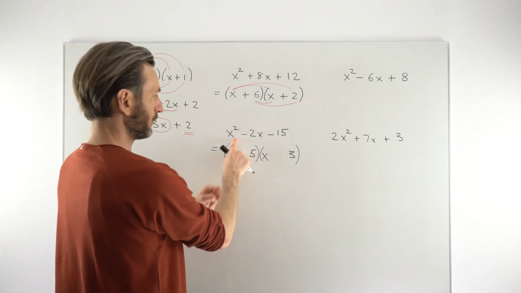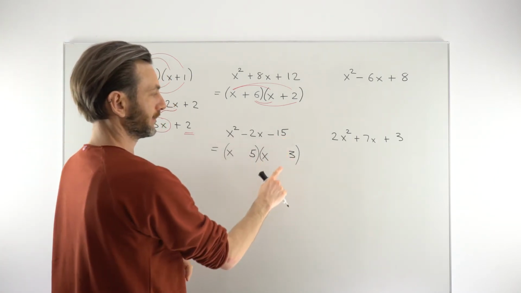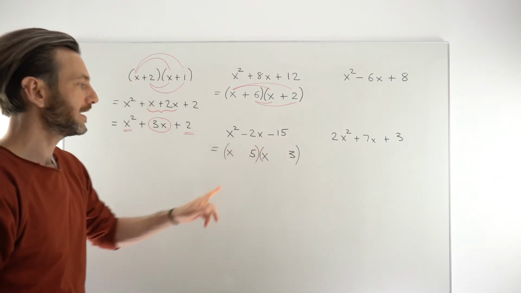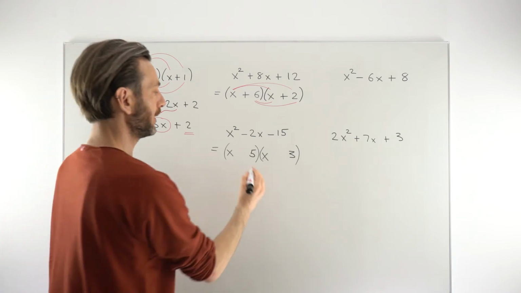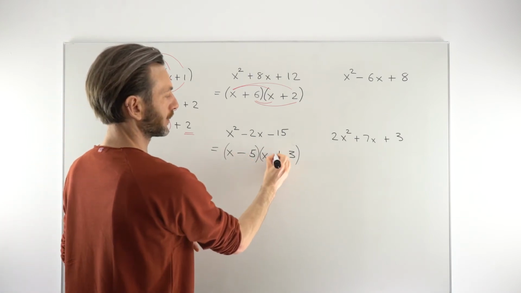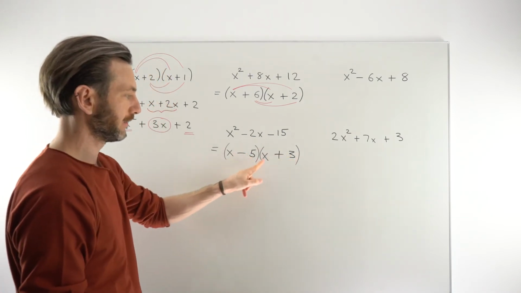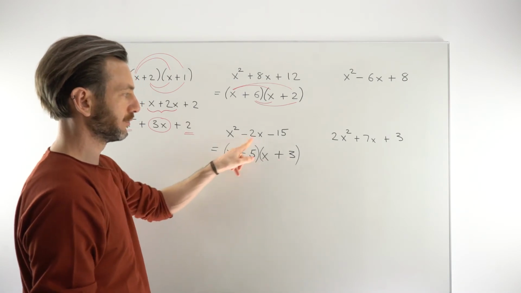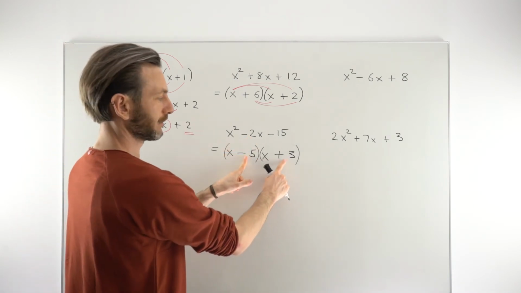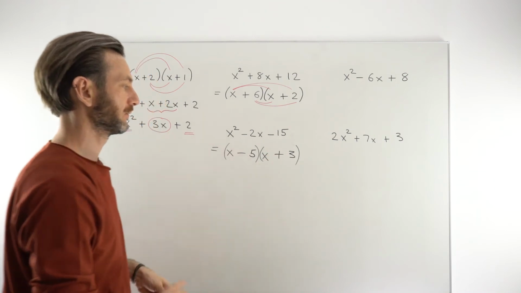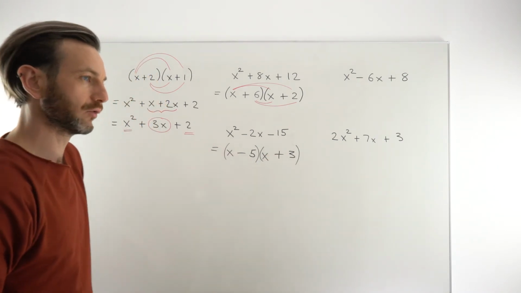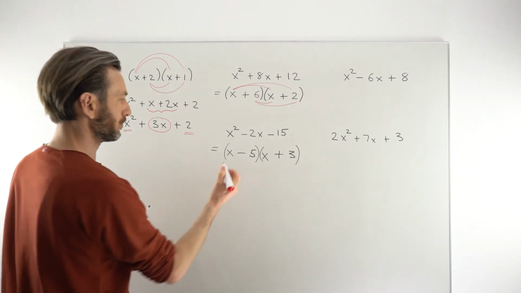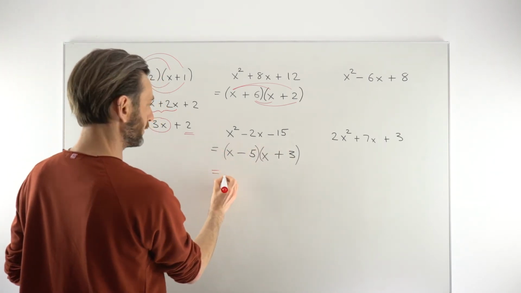So x times x gives you x squared, 5 times 3 gives you 15. We can deal with the sign in a moment. Can you theoretically use a 5 and a 3 to make a minus 2? You could, if you had a minus 5 and a plus 3, because minus 5x plus 3x would give you minus 2x, minus 5 times plus 3 would give you minus 15. So we'll actually just quickly check this one. Let me write it in red. Just working the brackets out, multiplying them out to see what we get.